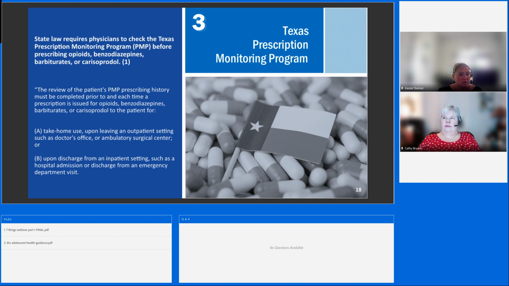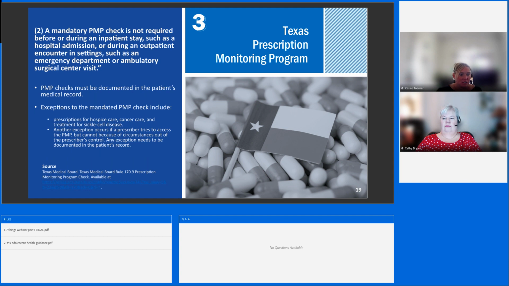The review of the patient's PMP prescribing history must be completed prior to each time a prescription is issued for these medications in these particular situations. So if they're going to be prescribed in an outpatient setting for take-home use, from the physician's office, you would want to check it before prescribing. If the patient is in an inpatient setting or this is an emergency room visit, upon discharge is when you will want to check this PMP program to make sure that there's no caution that should be taken with prescribing any additional medications that are listed here.